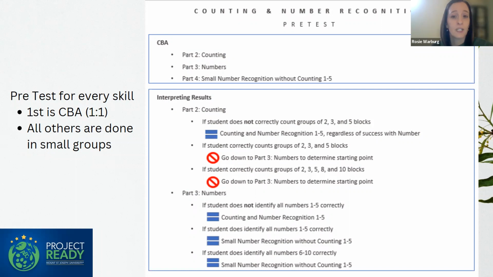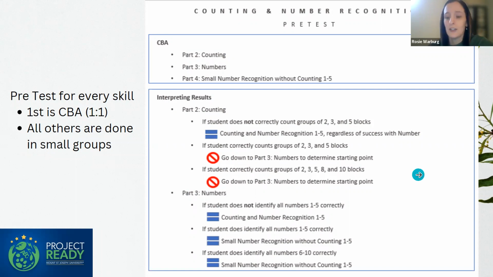All of our other pretests are written in a small group setting. So we're not going to be doing a pretest for our students one-on-one every time we move to a new concept. Every other pretest is written in a small group. So we're going to be assessing our students' knowledge in a small group. We do it that way to cut down on assessment time, and we can gather a lot of great information from our students about their skill level and their knowledge level from the small group setting. We really don't need to pull them individually every time we're ready to move to a new concept.